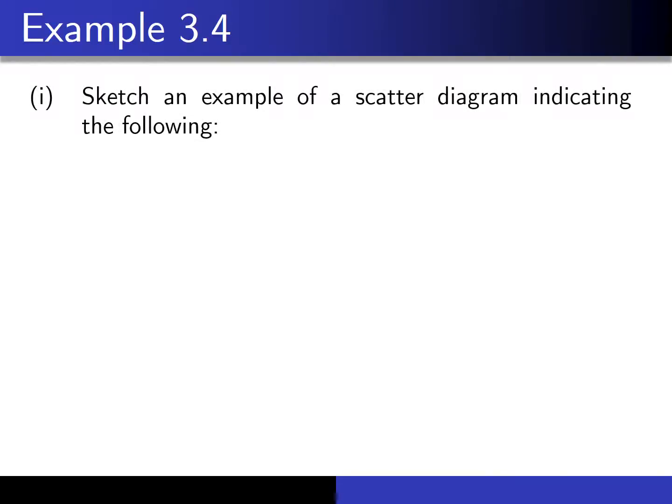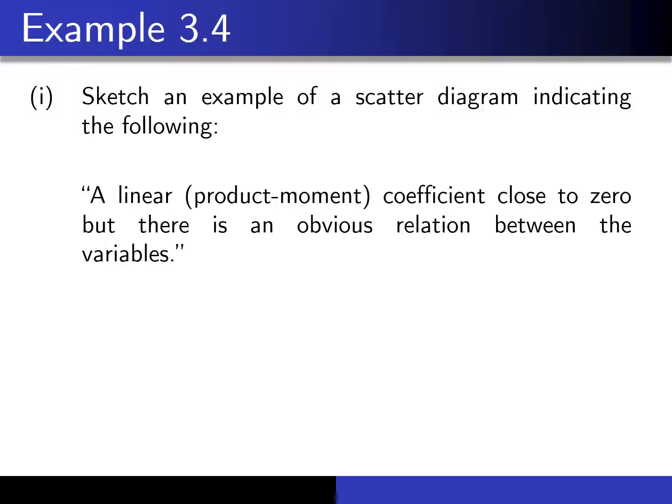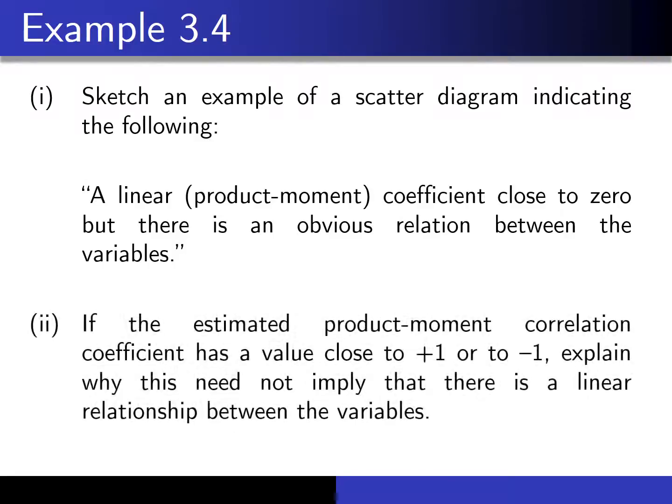Refer to example 3.4 in your lecture notes. Part 1. Sketch an example of a scatter diagram indicating the following. A linear product moment coefficient close to 0, but there is an obvious relation between the variables. Part 2. If the estimated product moment correlation coefficient has a value close to +1 or to -1, explain why this need not imply that there is a linear relationship between the variables.